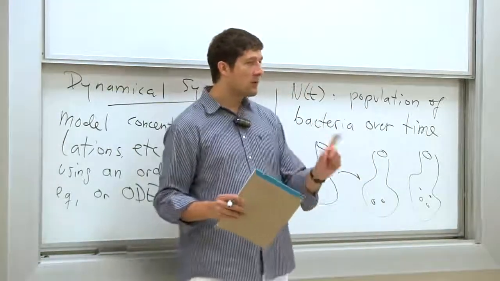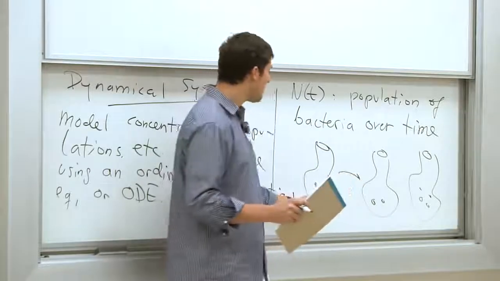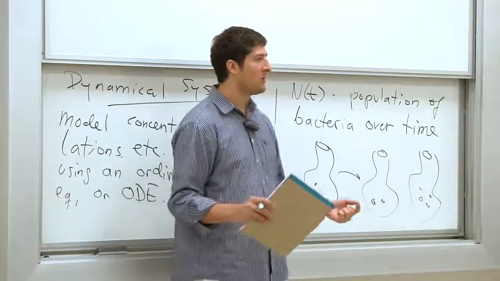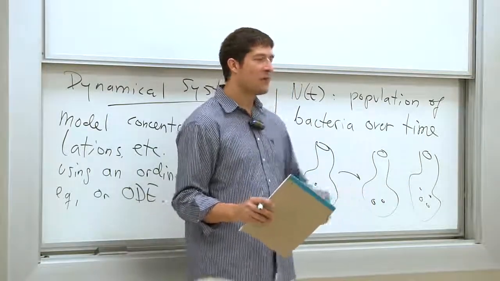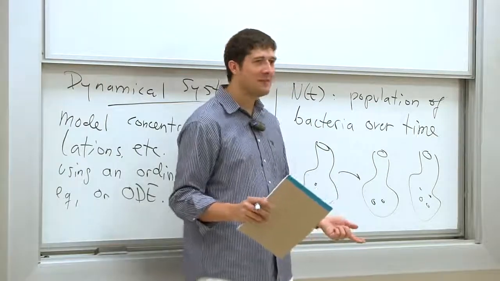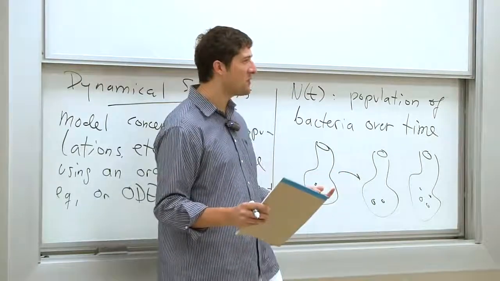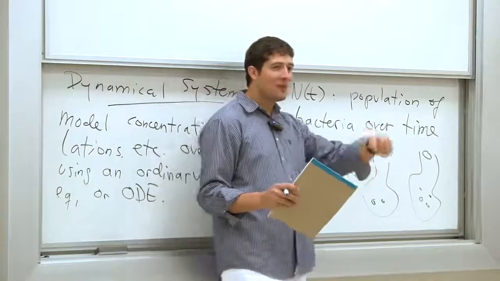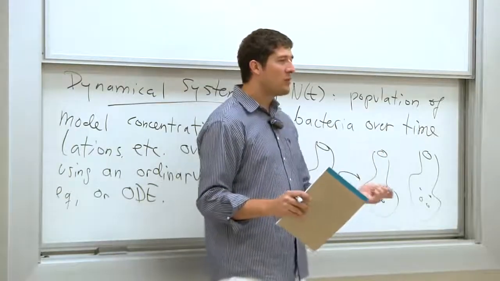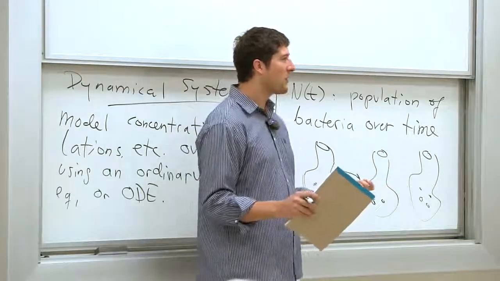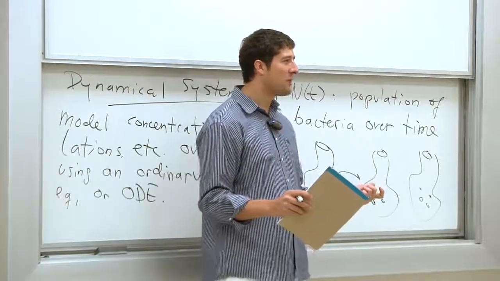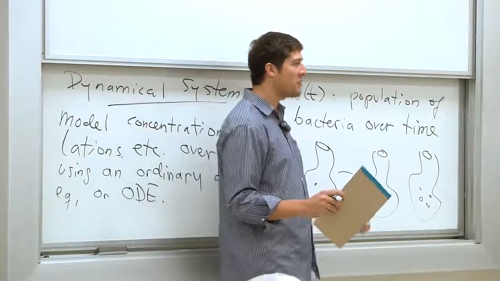Mind you, that's already a simplification. We're assuming that the number of bacteria is a continuous variable. There's actually no such thing as 10.5 bacteria, right? You cannot talk about 10.5 bacteria. But we're assuming that the number of bacteria is a continuous number. Why do we do that? Why do you think we can get away with that? It sounds kind of a weird thing to assume that you can have 10.5 bacteria, right?